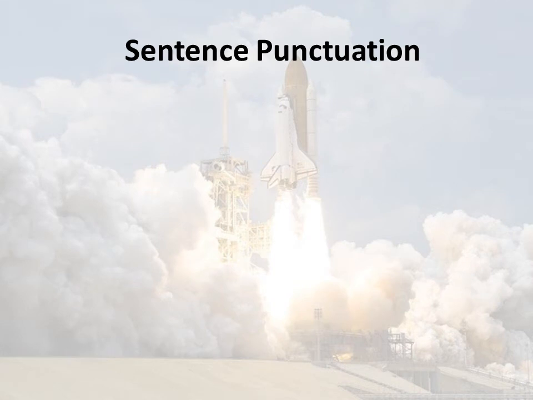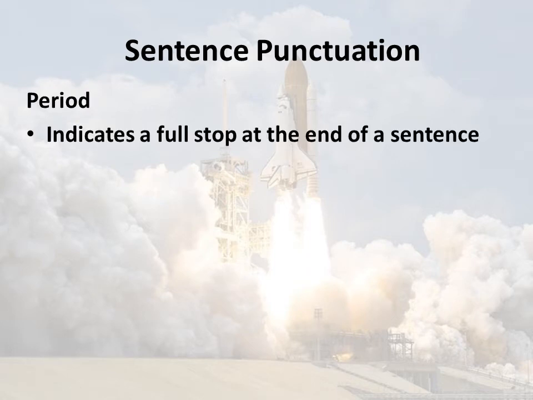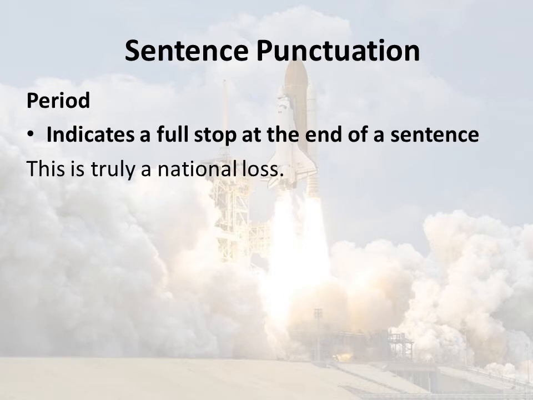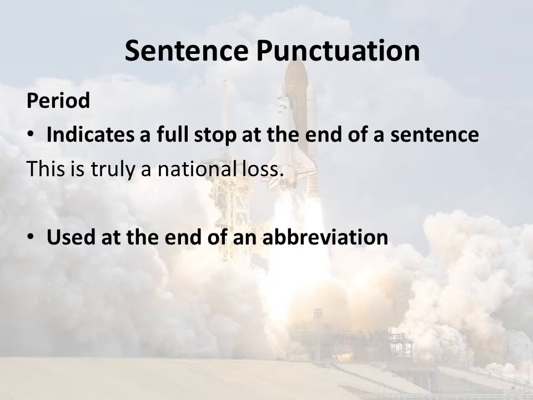So there are other kinds of punctuation. Let's start with the basic punctuation, a period. A period indicates a full stop at the end of a sentence. So President Reagan said, "This is truly a national loss." Period. We don't have a comma after that.